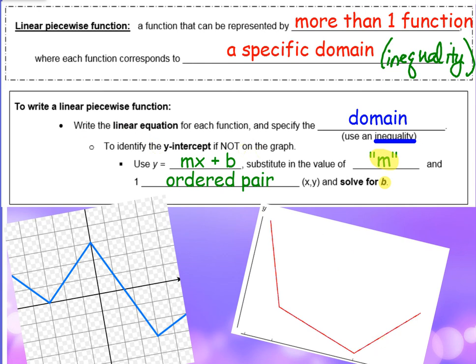So tomorrow we're going to continue taking a look at some other piecewise linear functions, like you can see in these graphs below. We will be coming up with the equation for each one and specifying the domain as an inequality.